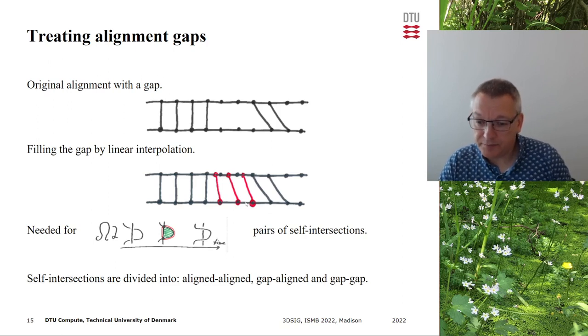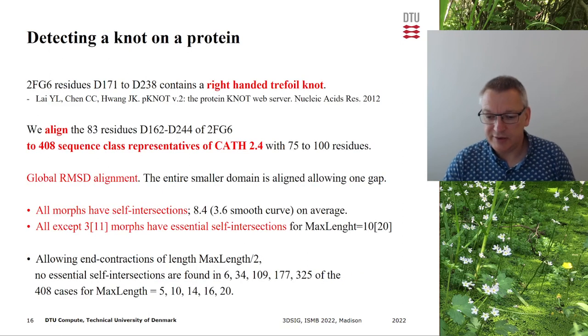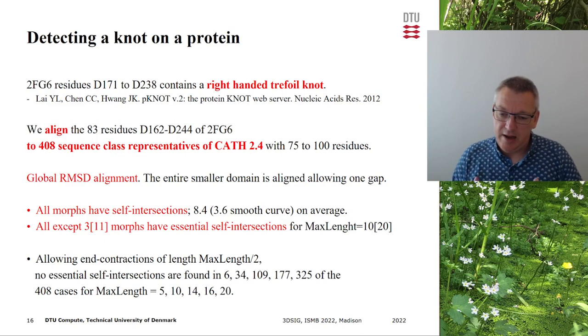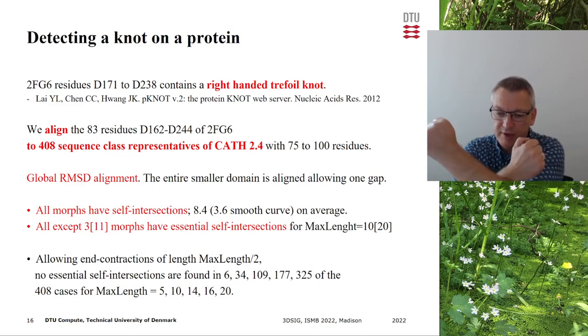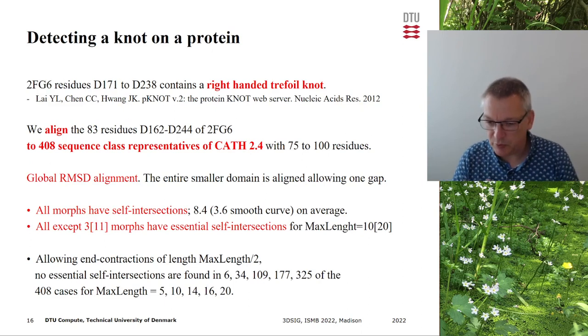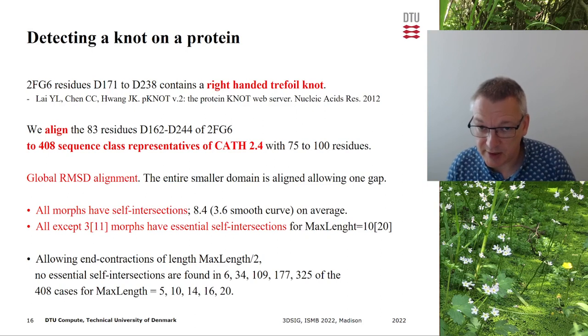And finally, is it knot detection? No, it's not, but it's similar. It's similar in the nature that if you in knot theory go from one knot type to another knot type, then you need to pass through a self-intersection. But we are talking about open curves, so it's not knots in the mathematical sense.